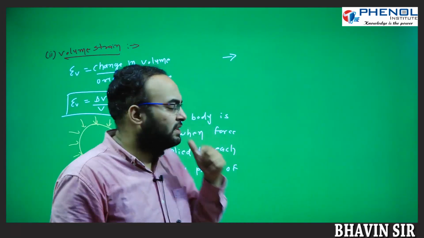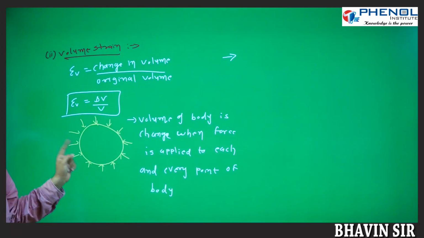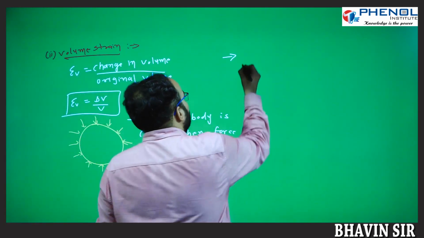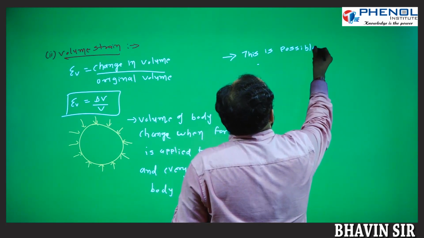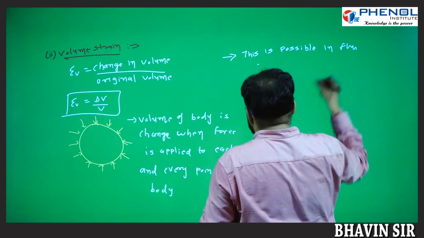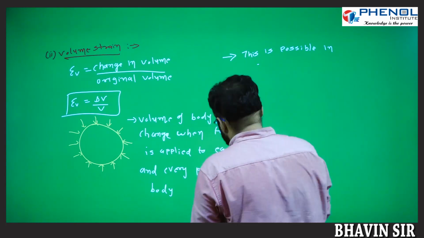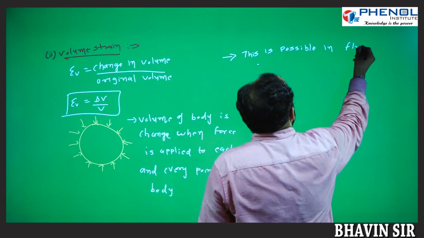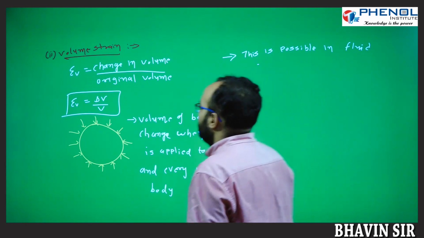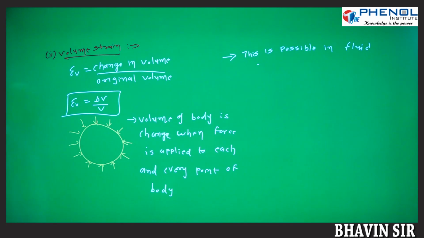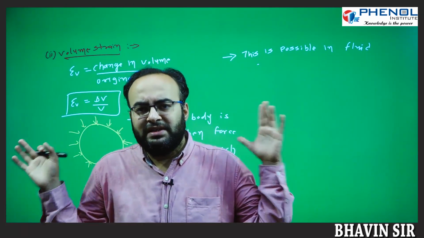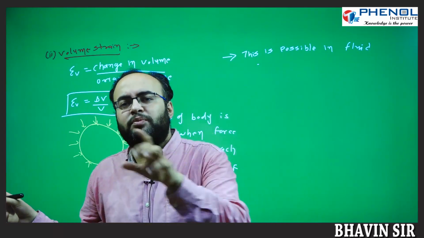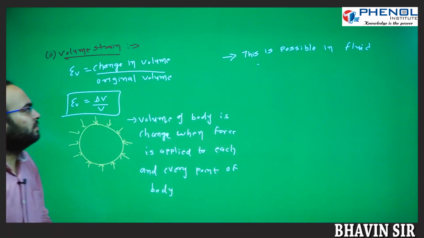So students, this is possible in what? In a fluid. Air is a fluid, so in a fluid force is applied to each and every part of the body. So this is volume strain. Remember one thing: the volume of a body is changed when force is applied to each and every point of the body.